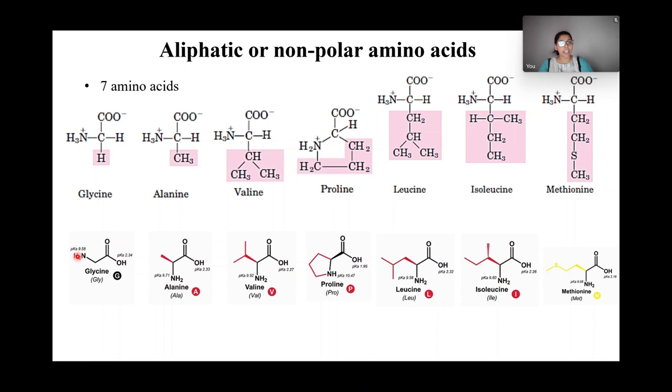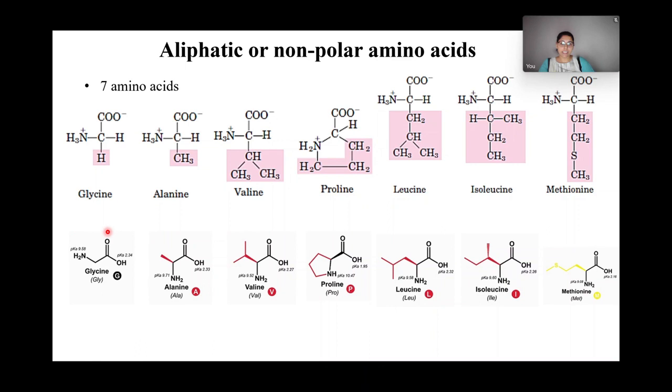When you have this kind of alteration of charges, you call such a molecule a Zwitter ion, which means it can have a positive and a negative charge. So a pKa of 9.58 means that at pH 9.58 this can become NH3 plus, and at 2.34 this will become COO minus. That aside, the first amino acid for the aliphatic group is glycine.